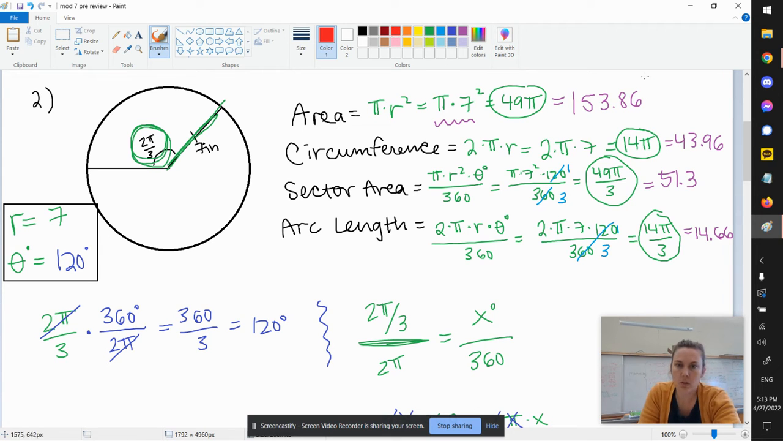Oh, Miss Power, what about units? Great question. Both of the areas will be inches squared, and the circumference and the arc length will just be in inches.